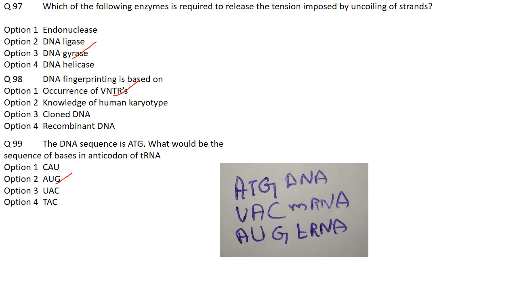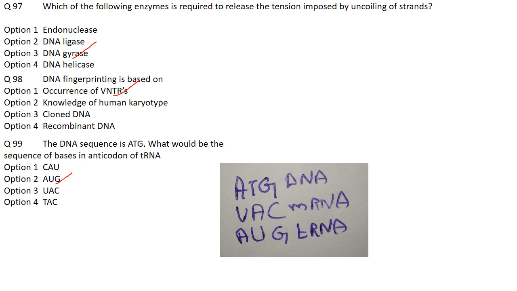Then which of the following enzymes is required to release the tension imposed by uncoiling of strands? So it is DNA gyrase. Answer is option 3. Then next one. DNA fingerprinting is based on the occurrence of variable number of tandem repeats or VNTRs. Answer is option 1.